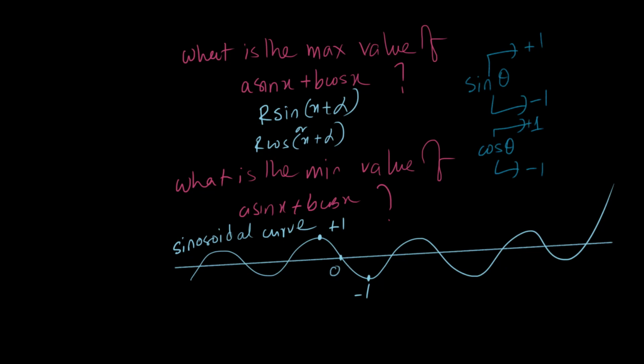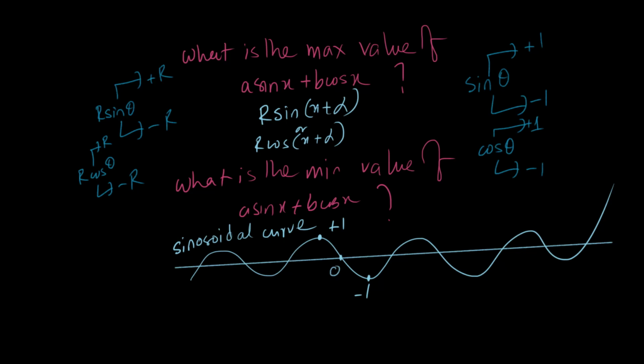Now, there is a number over here called r. So if there is a number, what would be the maximum value? Well, in that case, if you have r sine theta, the maximum value would be plus r and the minimum value would be minus r. Again, in terms of r cos theta, the maximum value would be plus r and the minimum value would be minus r.